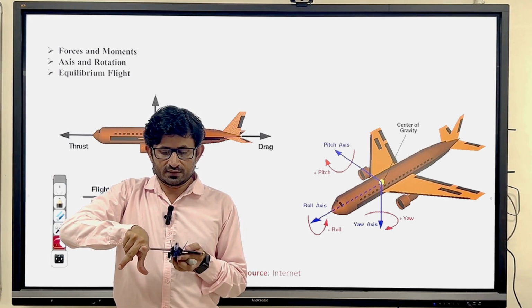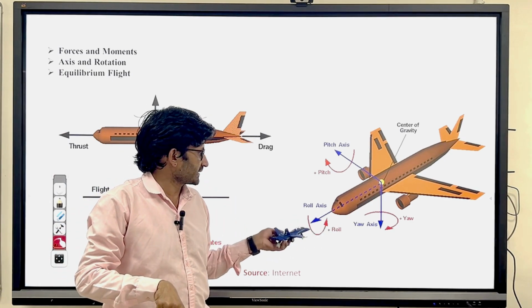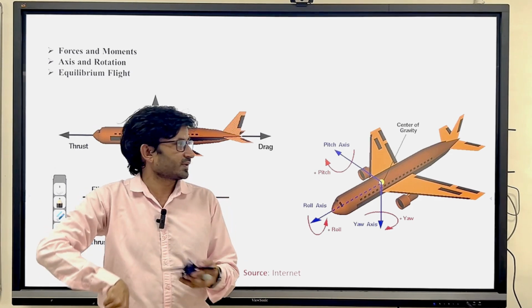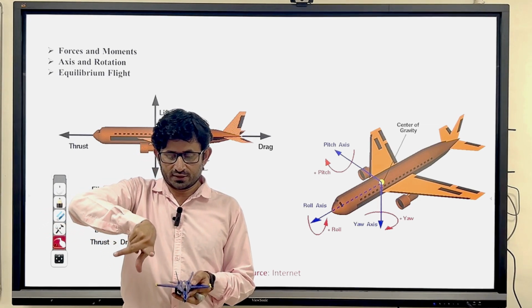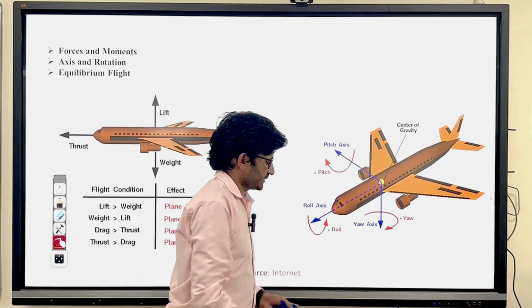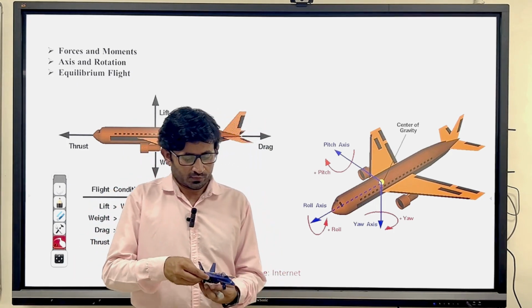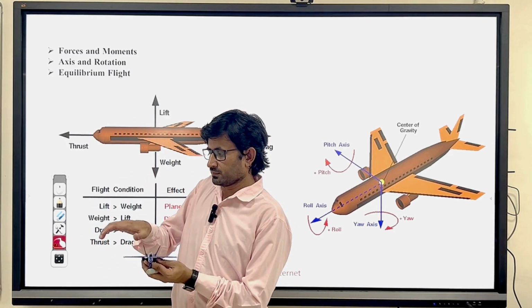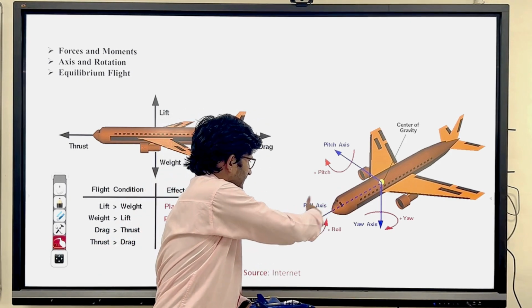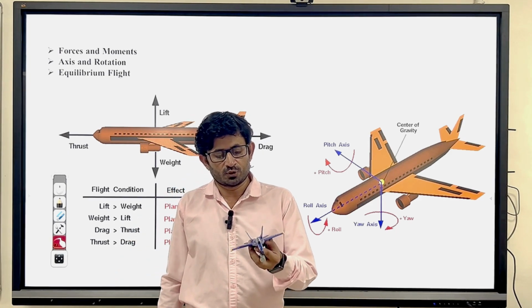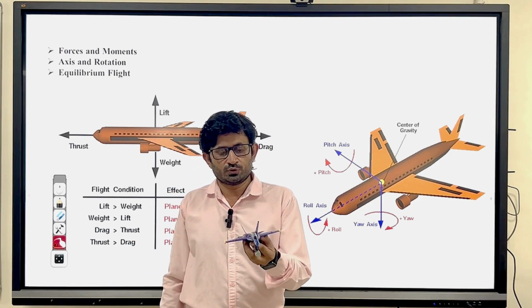So whatever this finger is pointing is the positive x axis, and this finger is the positive y axis, and the thumb pointing downward is the positive z axis. So when you take your hand like this, your thumb is pointing at the positive x axis. This is nothing but the positive roll. Positive roll you can achieve like this.